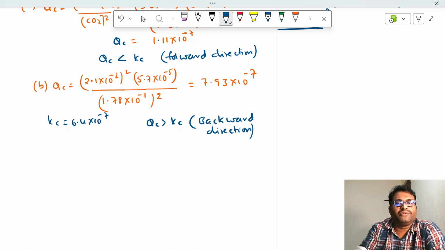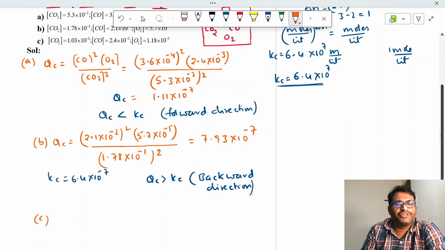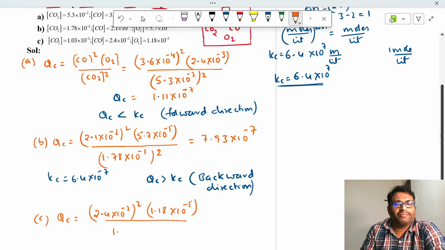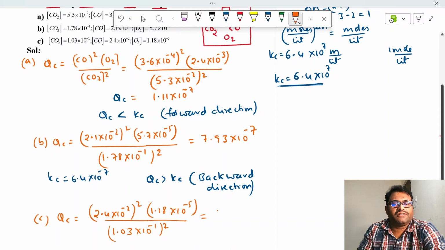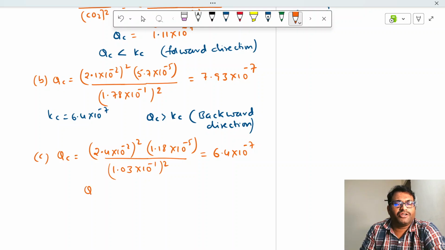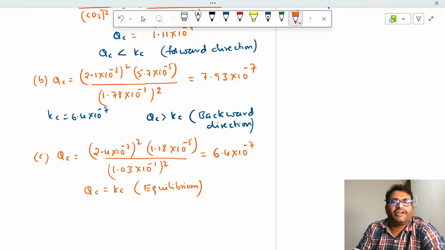Okay. Then coming to the third one. Conditions QC is equal to 2.4 into 10 power minus 2 square into 1.18 into 10 power minus 5 by 1.03 into 10 power minus 1 square. So on calculating this, what do we get? 6.4 into 10 power minus 7. Now what is the direction? Now we have found that QC is equal to KC. As QC is equal to KC, there will be no net direction because the reaction is already at equilibrium. The rate of forward reaction will be equal to the rate of the backward reaction.